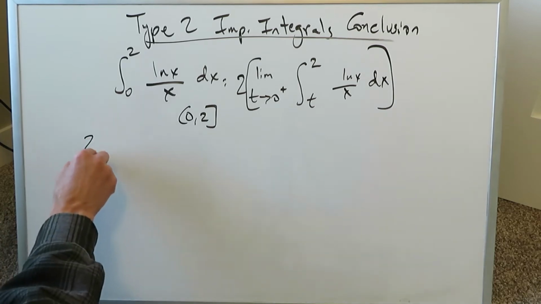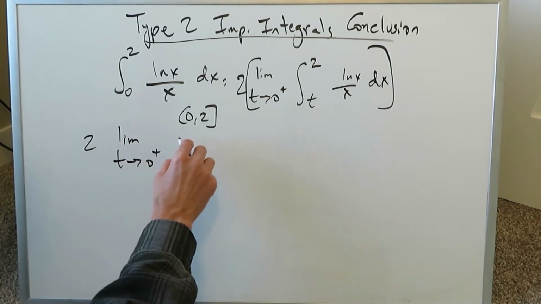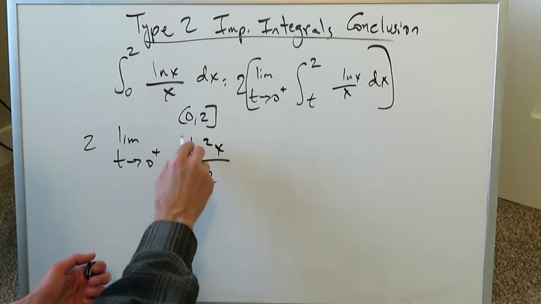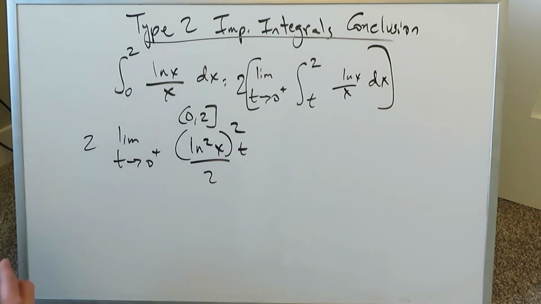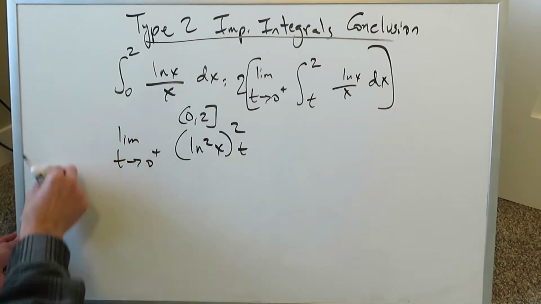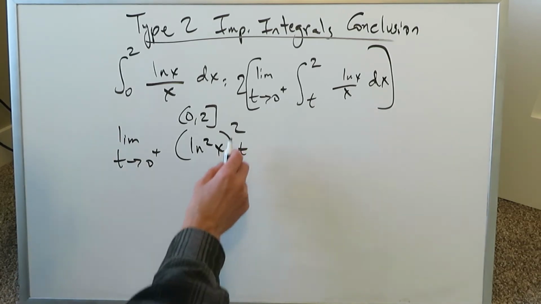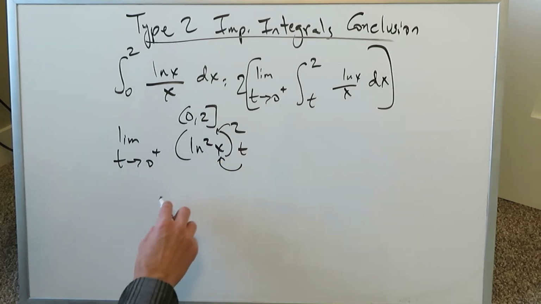We have a limit as t approaches 0 from the right. We have now the antiderivative ln square x over 2, right? And then we have an upper limit 2, lower limit t. What I'm going to do now is remove the 2's. A denominator 2 and numerator 2 cancel out very well. You have 2 coming in and you have t coming in, and the difference of the two. And let's see how that plays out.